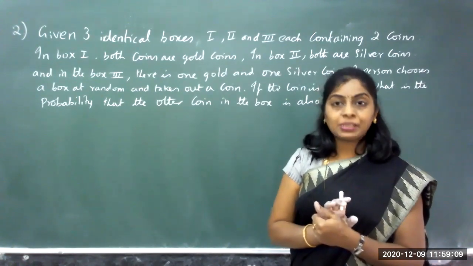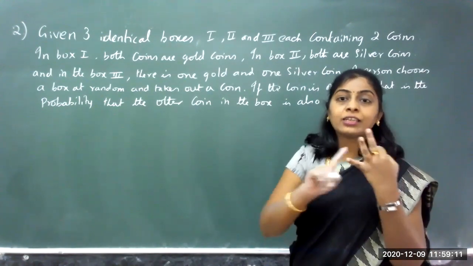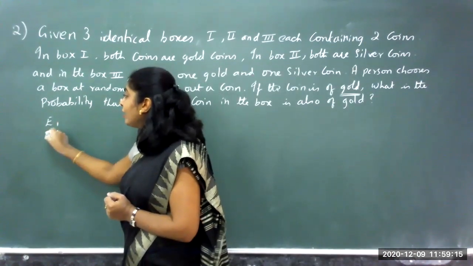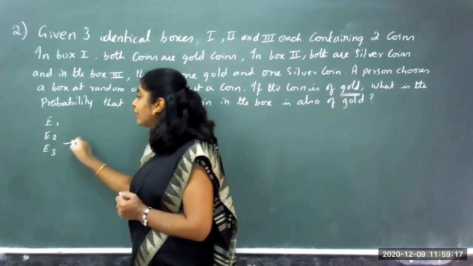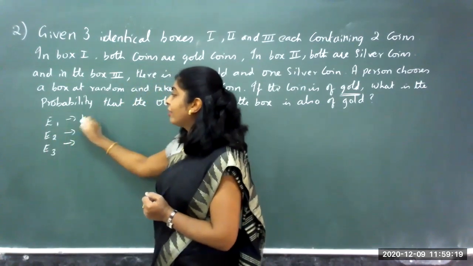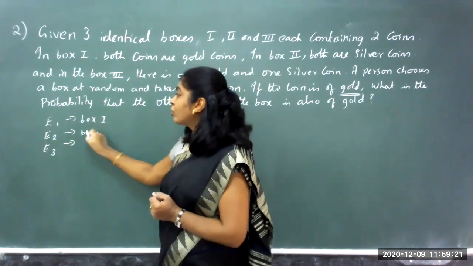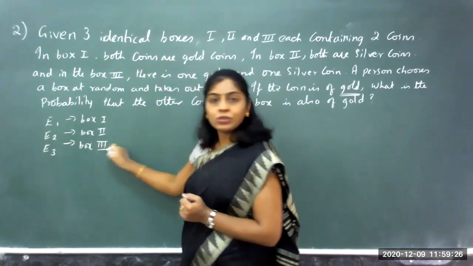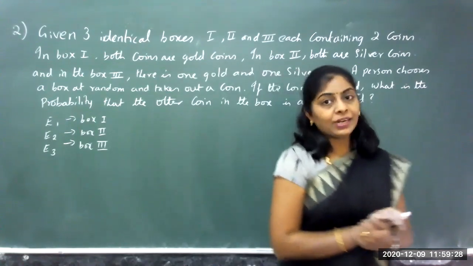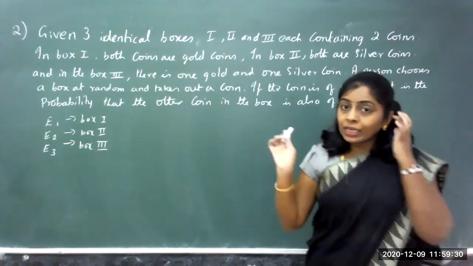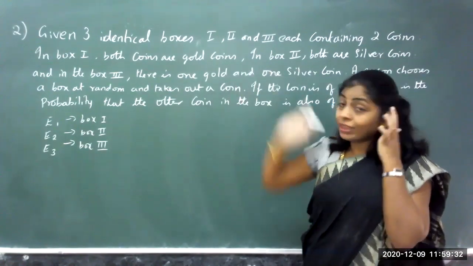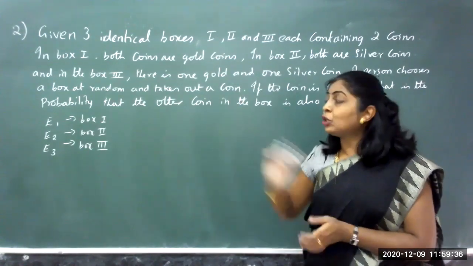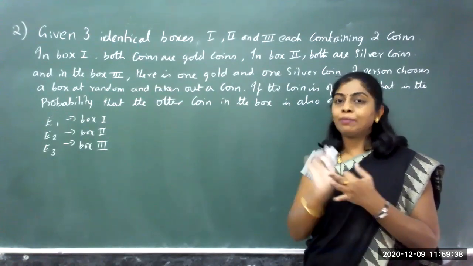In this random experiment, there are three events occurring: box 1, box 2, box 3. So I have E1, E2, E3 as the three events. In the experiment, given three identical boxes, E1, E2, E3 are box 1, box 2, and box 3.